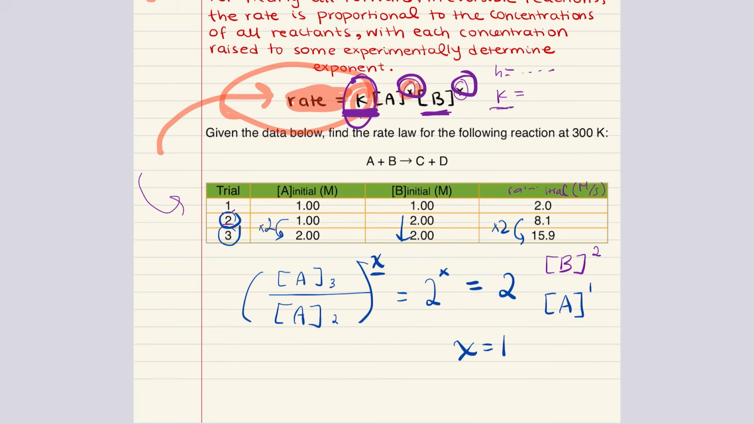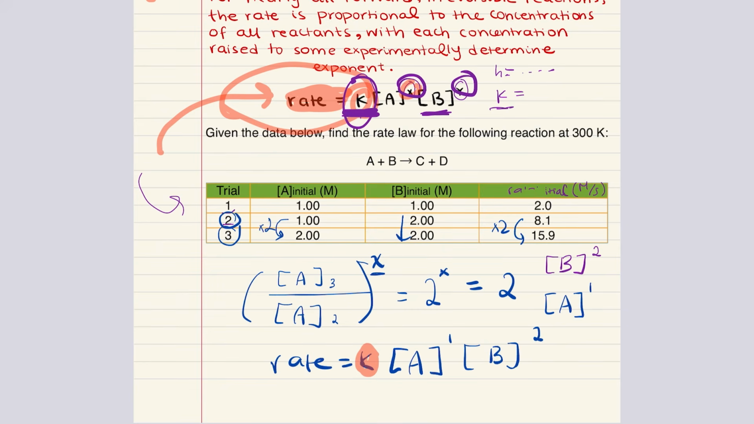Okay, this is good. This is getting us somewhere. Now we can write the rate law for ourselves. So rate is equal to K multiplied by the concentration of A raised to the first power multiplied by the concentration of B raised to the second power. Now, the last thing that we have to do is figure out the value of K. How do we do this?